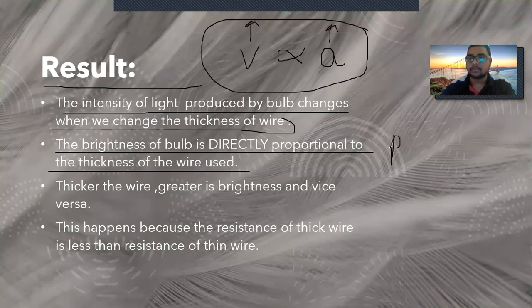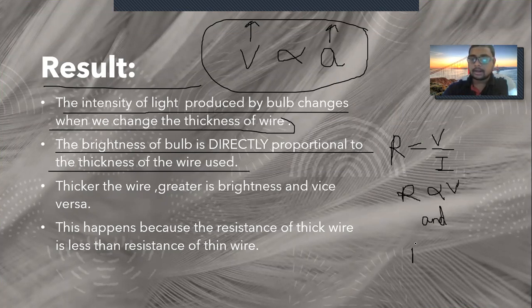Take the same example. What is R? R is equal to V upon I. Correct? Resistance is voltage upon the current. This is the formula. So I can also write it like this: R is directly proportional to V and R is inversely proportional to I.